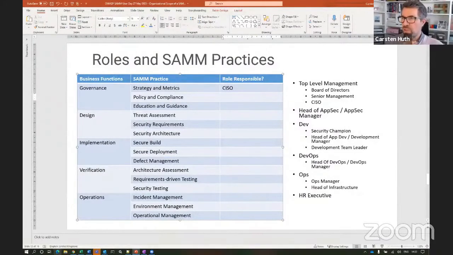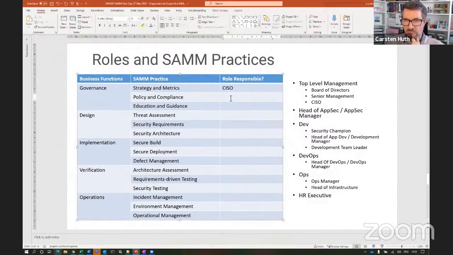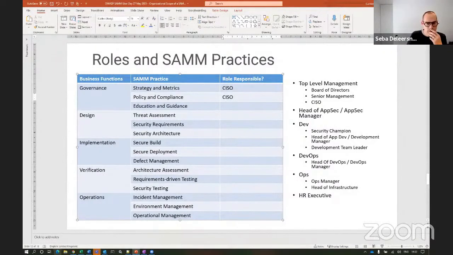So maybe throw a curveball here into the round. So the policy and compliance, well, it depends also what policy we're talking about: the information security policy or a more specific AppSec policy. And when you think about an AppSec policy, then maybe it's the head of AppSec who would also take a responsible role here. You could also draw a RACI matrix here: responsible, accountable, informed, and so on. But I would say head of AppSec is also a part of this.